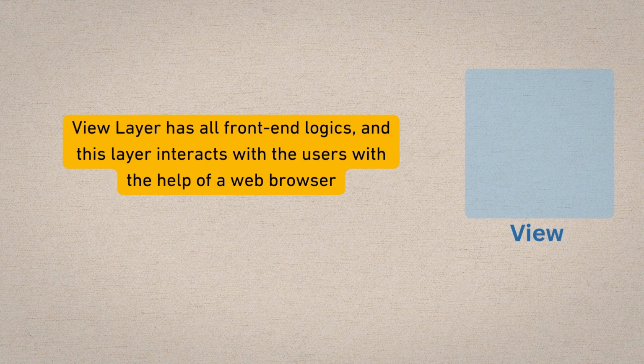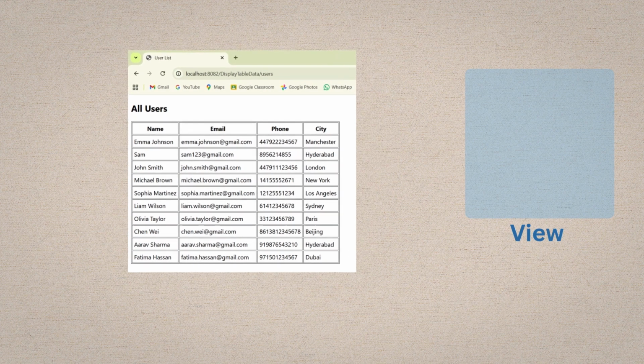The first layer is the View layer. This layer contains all the front-end components such as HTML pages and JSP pages. The main responsibility of the view layer is to interact with the user by displaying data on the web browser.